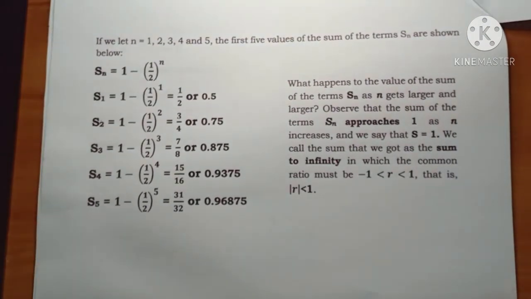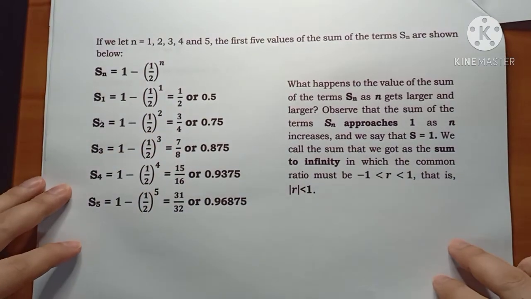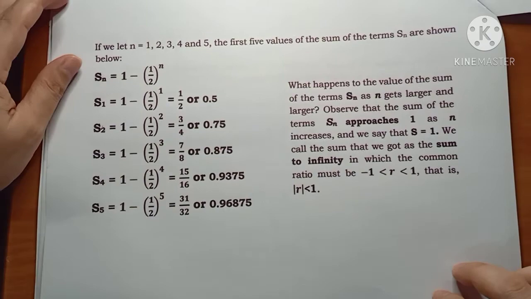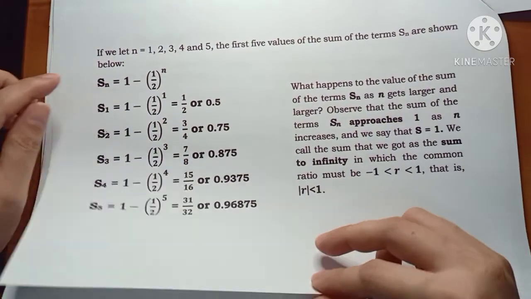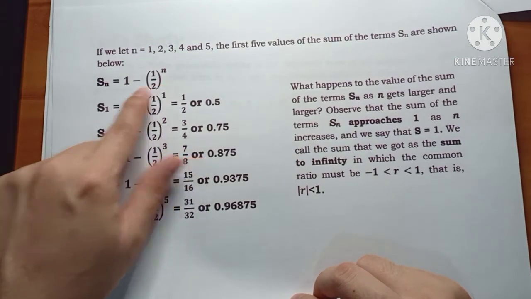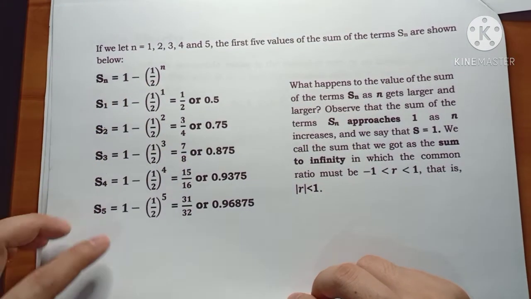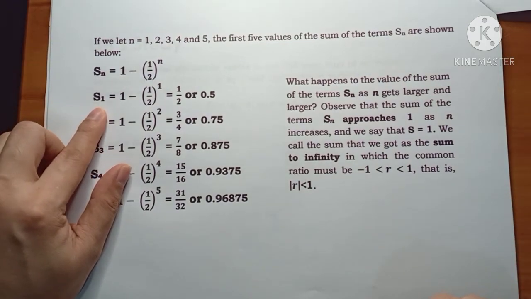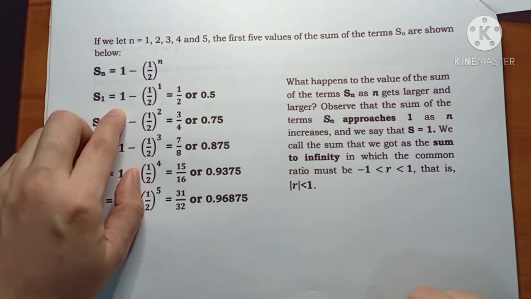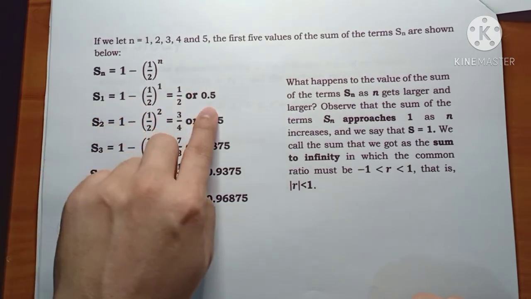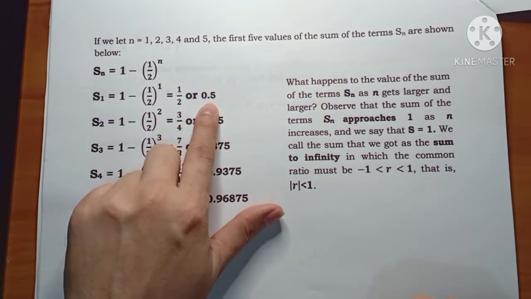Kung mapansin natin, kung maglelet tayo na ang ating n ay 1, 2, 3, 4, 5, palitan natin yung ating n ng 1, 2, 3, 4, 5, since ang ating S sub n ay ito na yon. So, pag ating n ay 1, so that is the sum of the first term, so 1 minus 1/2 is 1/2 or 0.5 pag i-decimal point natin.